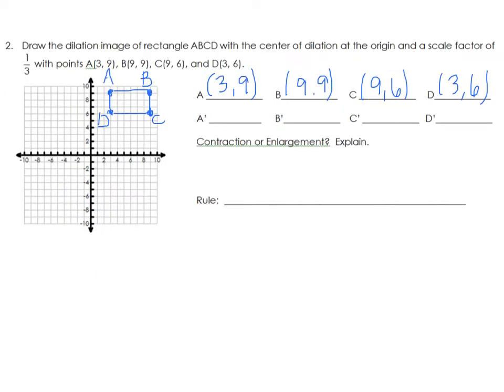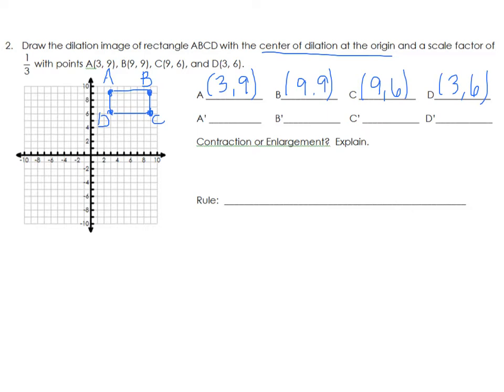Okay, let's try a second example. Draw the dilation image of rectangle ABCD with the center of dilation at the origin and a scale factor of 1/3 with points A, B, C, and D, and you're given the points. The reason it keeps saying the center of dilation is at the origin is because that's what we're using for our center of dilation. Next year in geometry, you'll learn about dilating it with a different center.